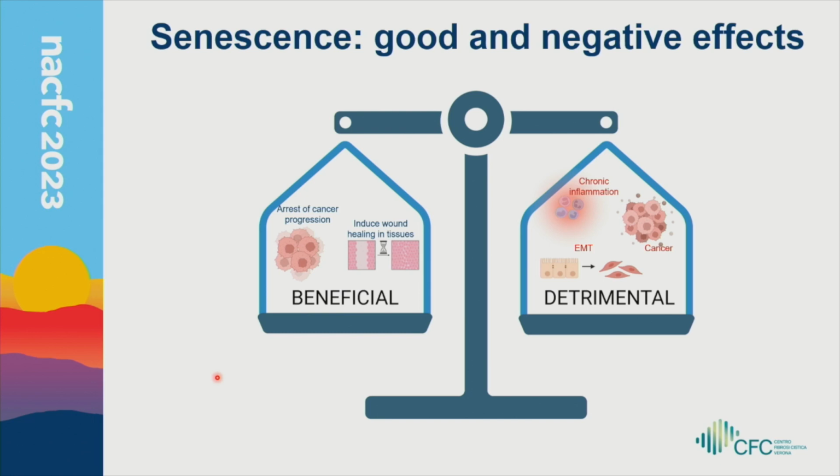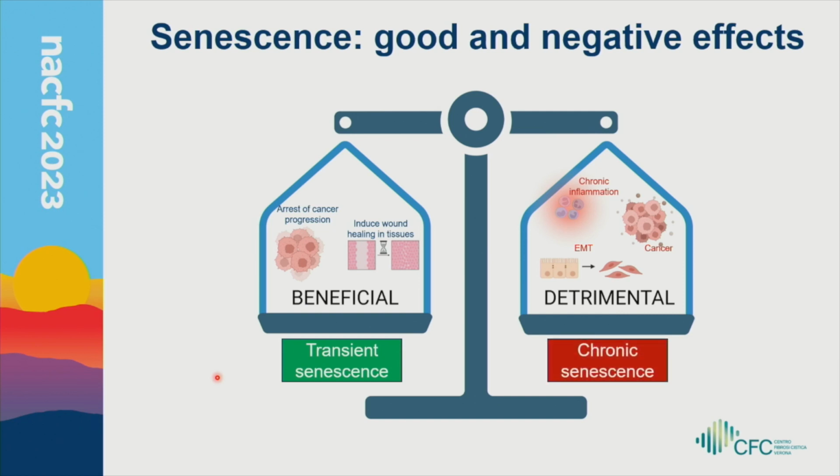Senescence may have good and negative effects. It could be beneficial, arresting the progression of cancer, so arresting the cell cycle. And it could be beneficial also inducing wound healing in tissues. However, it could be detrimental in inducing chronic inflammation, so inducing cancer in late stages, and inducing morphological changes, including the epithelial mesenchymal transition. So we can see that transient senescence is beneficial, chronic senescence is detrimental.